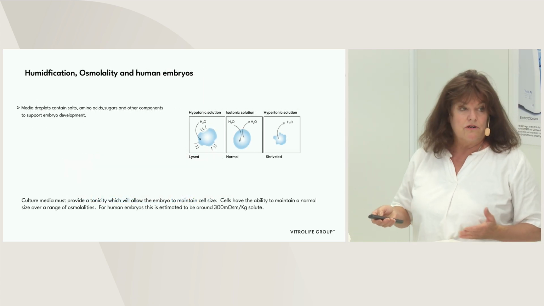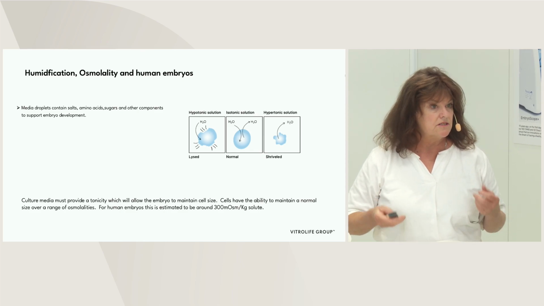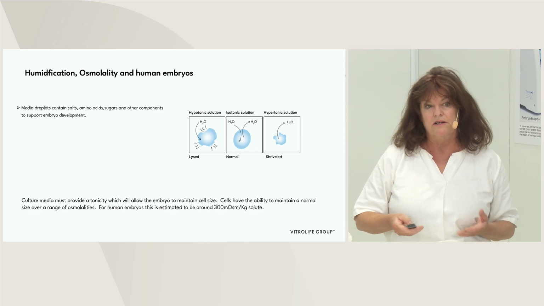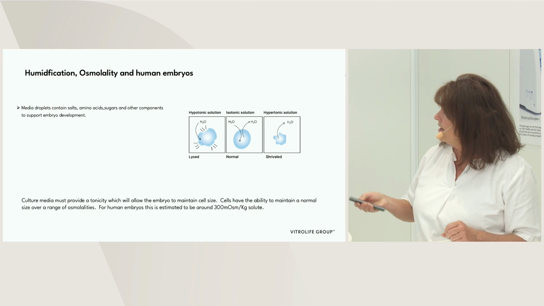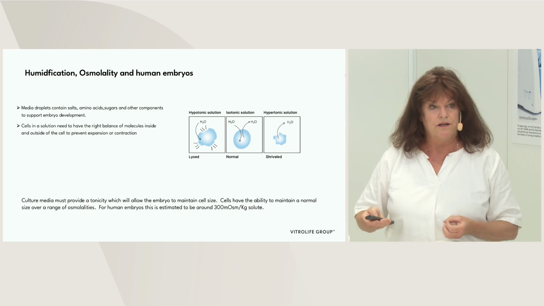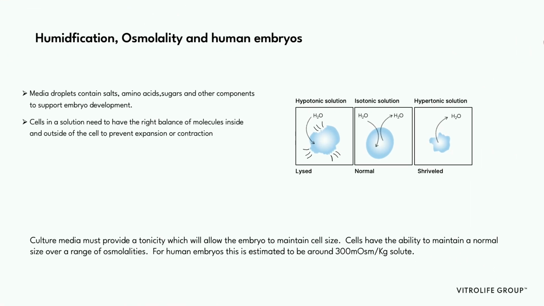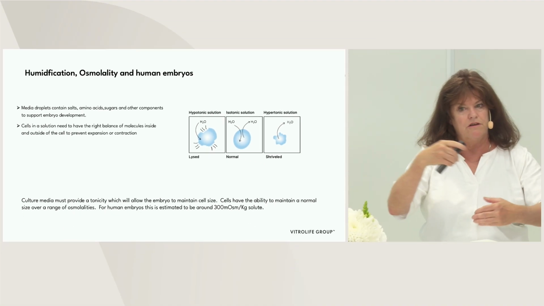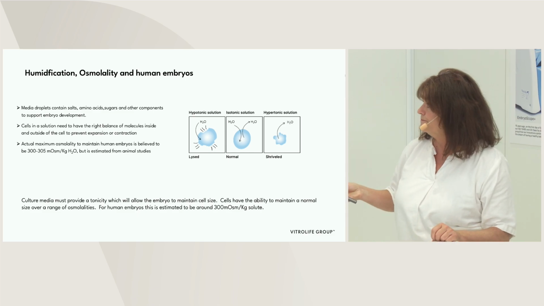As we know, media droplets contain all kinds of nutrients to support the culture of the embryo: salts, amino acids, sugars. But they also need to be in a concentration that supports an equal tonicity of the embryo. If you have a hypotonic solution, too low a concentration, then the cell begins to explode, like if you put a red blood cell in water. And if it's too high, the cells shrivel, just like when you go on the beach and you're in the salt water too long, your fingers will start to shrivel. So what we want is a very equal, normal concentration of both to maintain the tonicity.